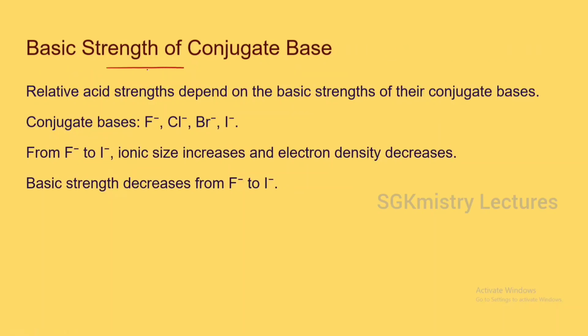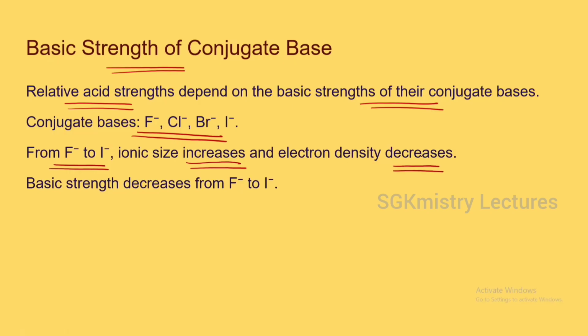So coming to the next factor, that is the basic strength of the conjugate base. The relative acid strength of the halo acids depends upon the basic strength of their conjugate base. For the halo acids, these are the conjugate bases: for HF, we have F minus, for HCl, we have Cl minus, for HBr, the conjugate base is Br minus, and I minus for HI. When we go from F minus to I minus, the size of the ion goes on increasing, and because of this, the electron density goes on decreasing. As the electron density decreases, the tendency to attract the proton becomes less and less, right?